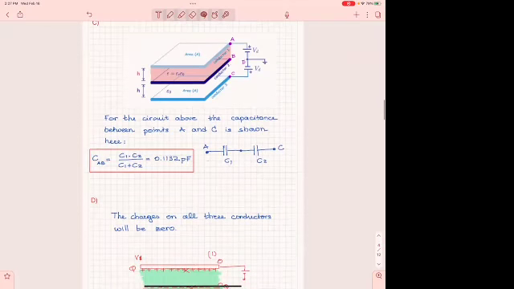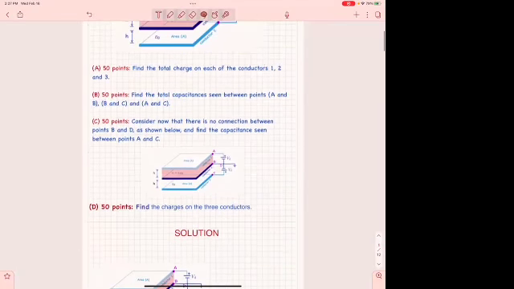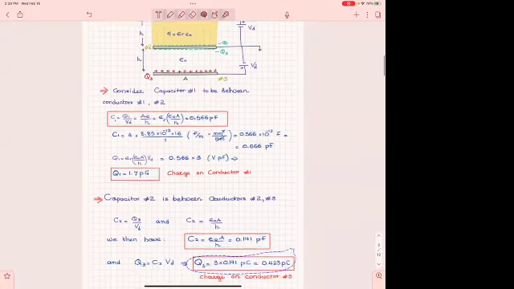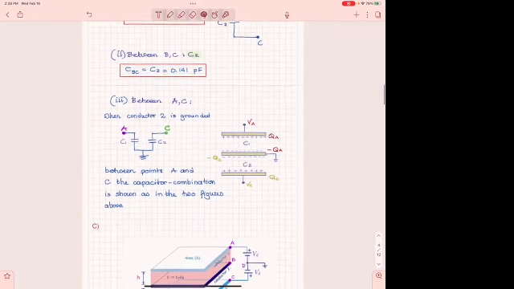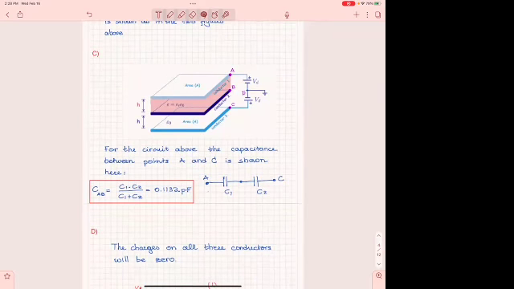Okay. Next one. What was the second? C. Consider now that there is no connection between points B and D. All right. And find the capacitances. Now that is the series at points A and C. Let's see that one. Okay, there we go.